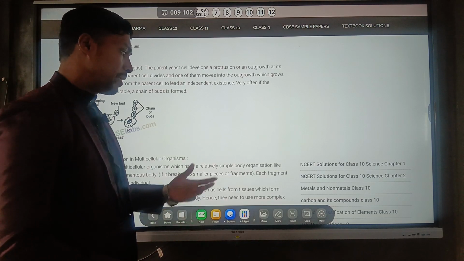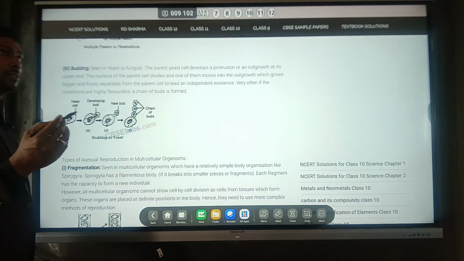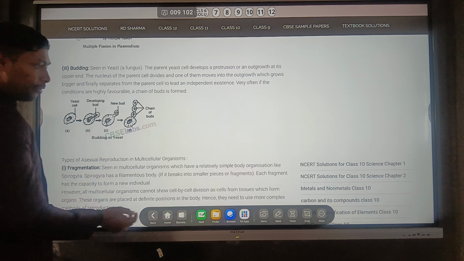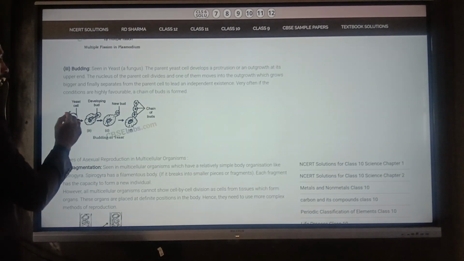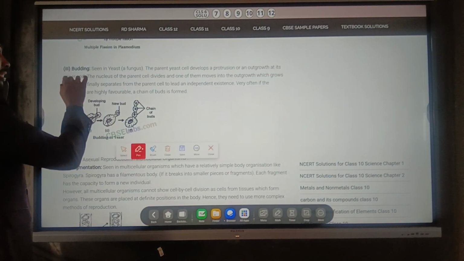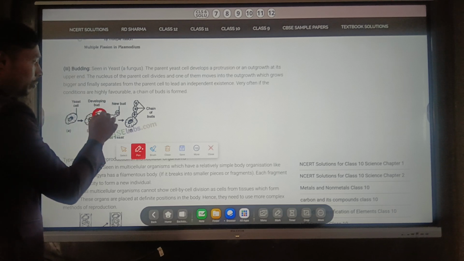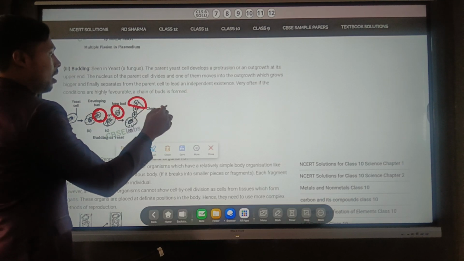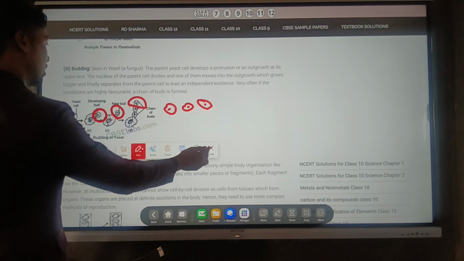You know the yeast very well. Another best example is also found in fungi. Here a yeast cell is given, carefully look. Yeast cell budding is one of the best examples, along with binary fission. This is called the bud. The bud develops, and then a new bud grows, and the new bud becomes a separate organism. So this is one of the best examples of budding.